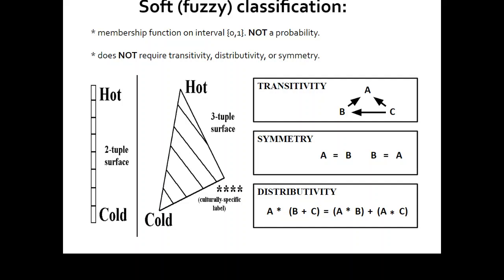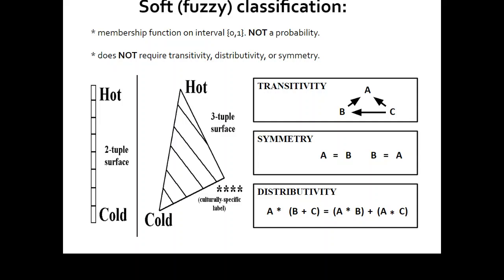So there's a soft, fuzzy classification. The membership function is on an interval, and it's not a probability. It's a fuzzy membership. If you're familiar with fuzzy logic, it may be somewhat familiar, but it's not exactly the way it's done in fuzzy logic. This is the way we're doing it here.